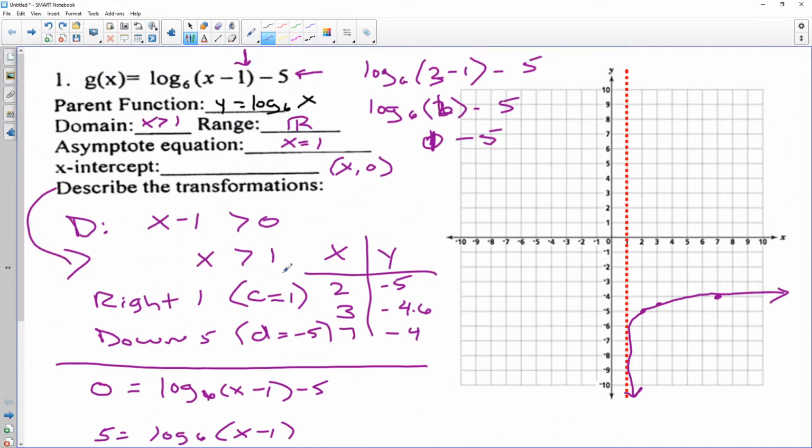So that's the summary of everything that's going on. The parent function is what you get when you strip away the transformations, in this case just the c and the d value. The domain you can calculate by setting the inside of the log greater than 0 and then solving it. The range will always be all real numbers. The asymptote will always be related to this c value, because that tells us what's going to happen to this dotted line. It was at 0, we moved it to the right by 1, and that changes it.